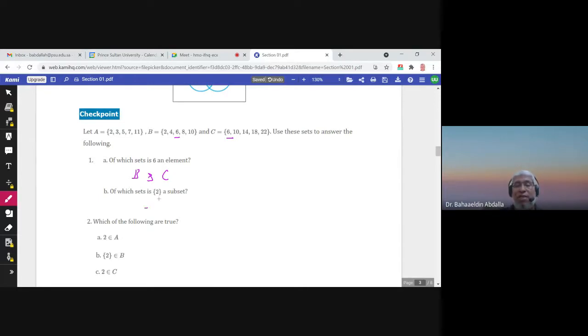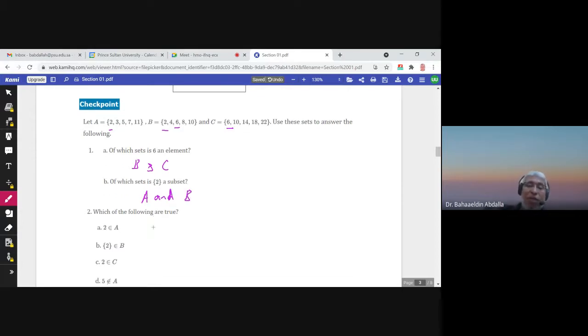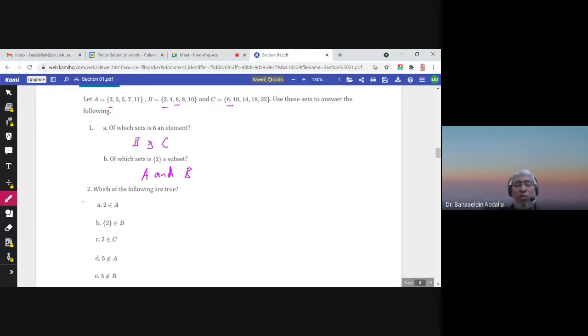Of which sets is this set a subset? It would be a subset of all the sets that have the element 2. So we have 2 here and 2 here, but there is no 2 here. So this set is a subset of A, and also it's a subset of B, capital B. Which of the following are true? 2 is an element of A. Yeah, correct.